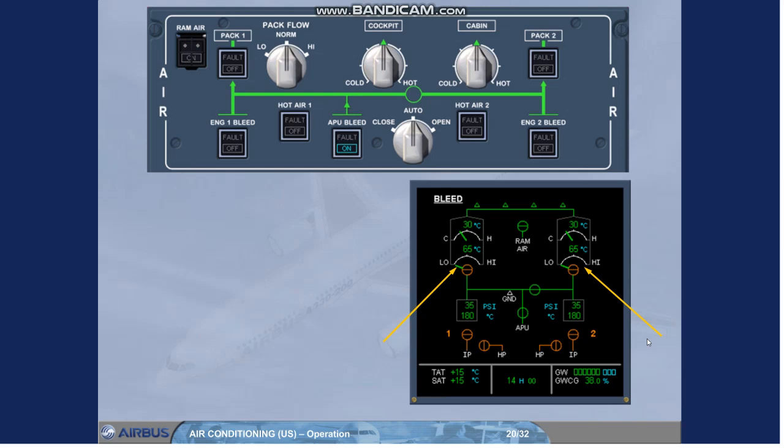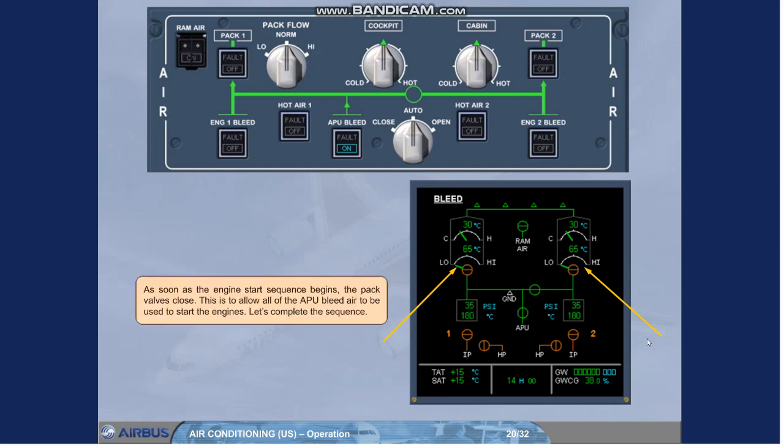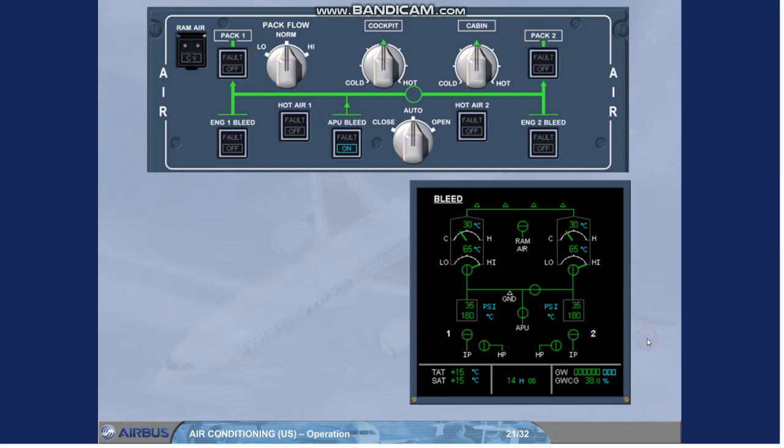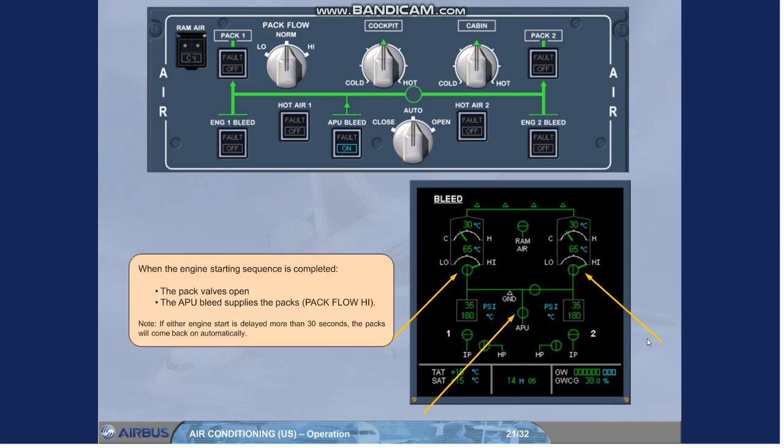This is to allow all of the APU bleed air to be used to start the engines. Let's complete the sequence. When the engine starting sequence is completed, the pack valves open and the APU bleed supplies the pack flow high. Note, if either engine start is delayed more than 30 seconds, the packs will come back on automatically.